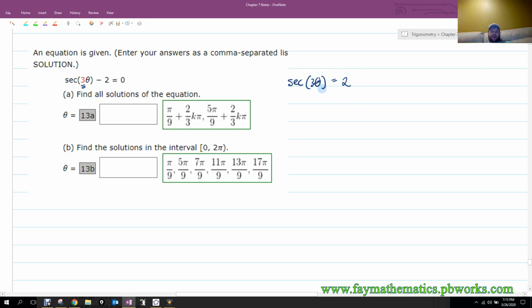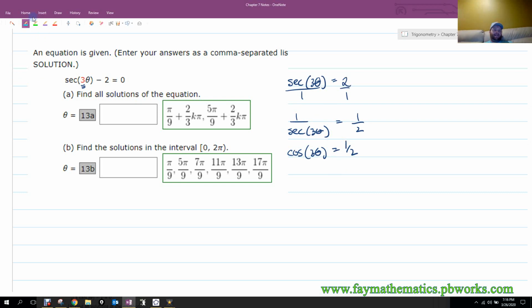And now we have to decide, okay, so when does the secant of 3 theta equal 2? I'm not a big fan of working with the secant, so what I like to do is say, okay, this is essentially a proportion. And a rule about proportions is that you are allowed to take the reciprocal of the left-hand side as long as you take the reciprocal of the right-hand side. Well, if we remember through our identities, 1 over secant is the same thing as cosine.